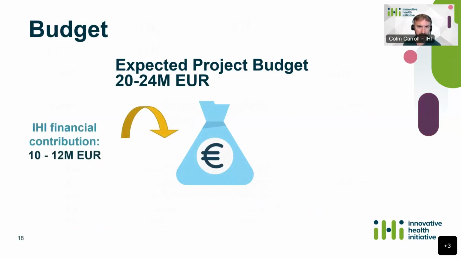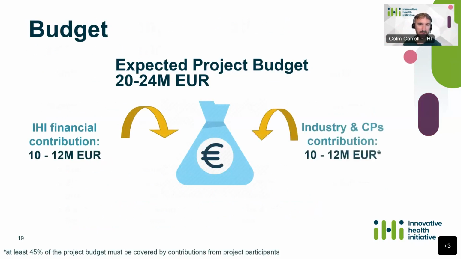part funded by financial contributions coming from us, 10 to 12 million, so you see about 50%. And as I mentioned before, this normally goes to academics, hospitals, small and medium-sized enterprises, and so on. And then the other half of the budget comes from the industry associations or contributing partners. So these are people, as I mentioned, who are bringing their own resources, their own staff, their own researchers to a project. And they're providing approximately 50%.